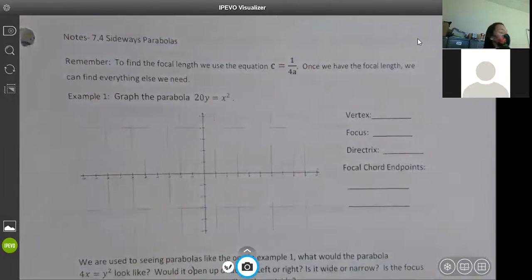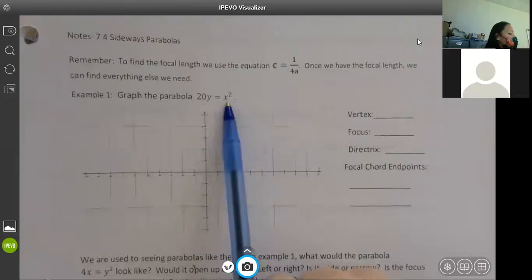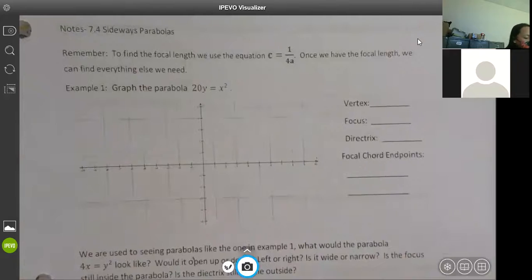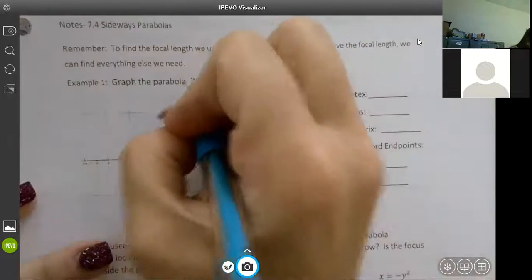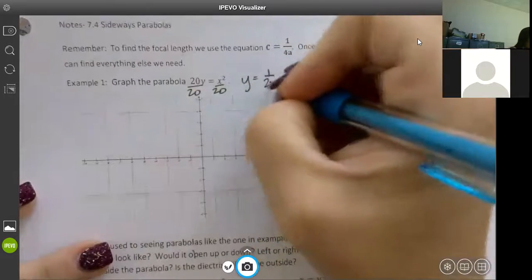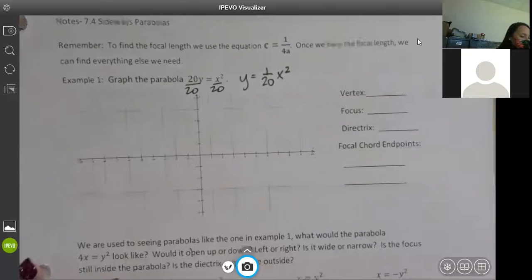We're going to review the y equals first. You guys see it's y equals because your x is squared. We're going to review that one first, and then we'll go from there into the sideways parabolas. Okay, so what did we do yesterday? Example 1, what did we do? Get the y by itself. So we get 1/20x squared.